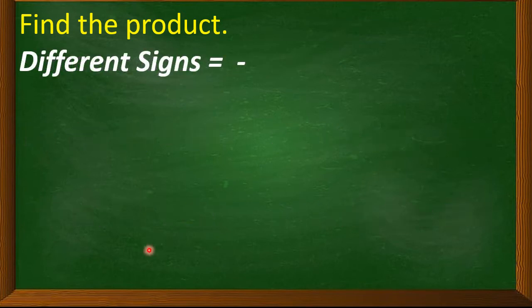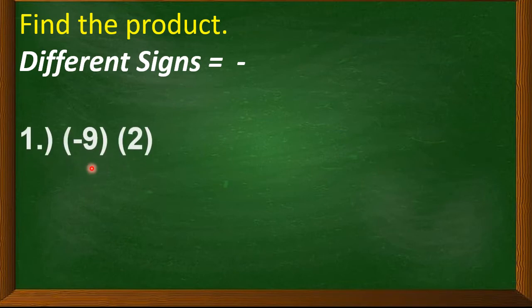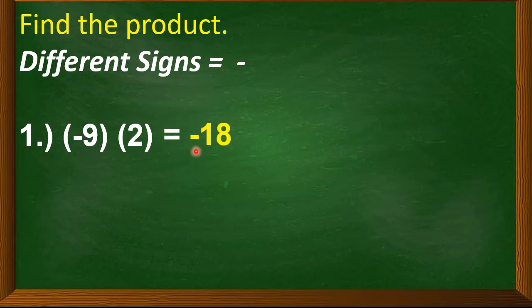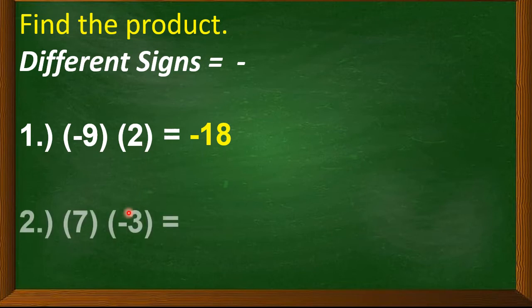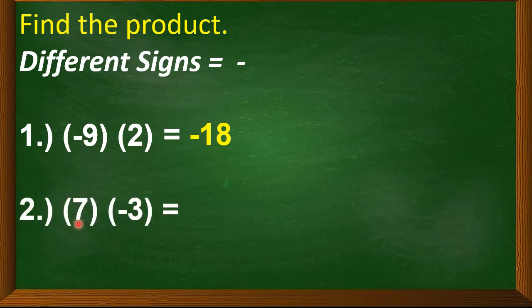Now let's have examples of integers with different signs. Remember, different signs is negative. Negative 9 times 2, different signs, that is negative. Multiply 9 times 2, that is equal to 18. Do not forget that the sign is negative because they have different signs. Number 2, 7 times negative 3, different signs. So the sign is negative. Multiply 7 times 3, so we have 21. So our answer is negative 21.